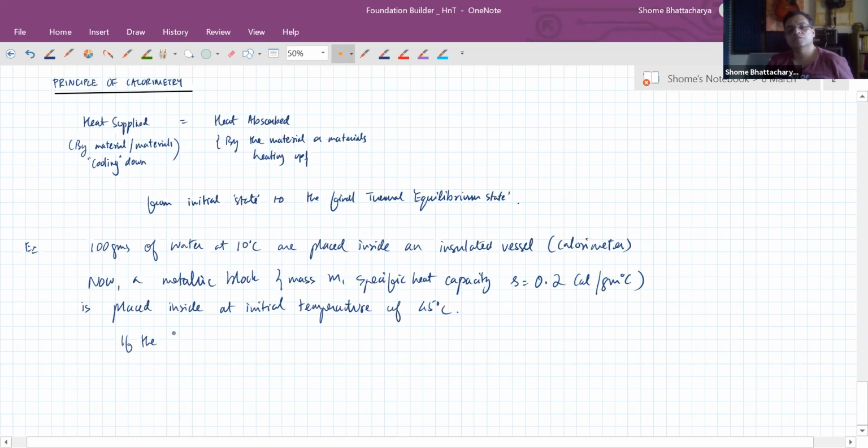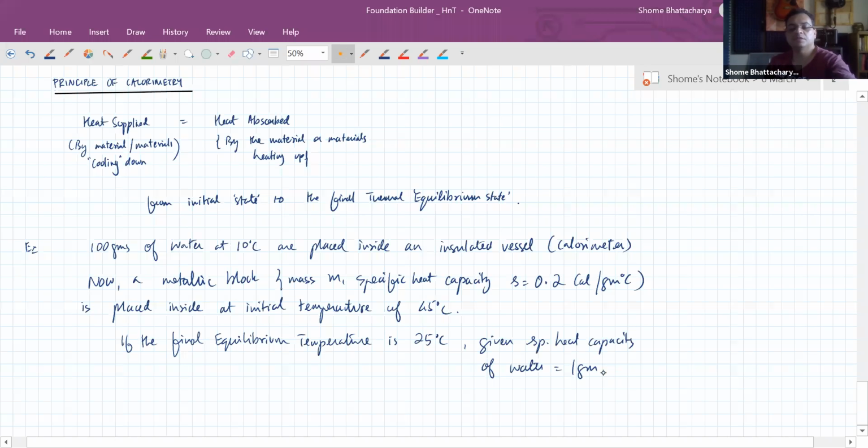If the final equilibrium temperature is 25 degrees C and given the specific heat capacity of water equals 1 calorie per gram degree C, then find the value of m, that is the mass of the block that we have to find out.